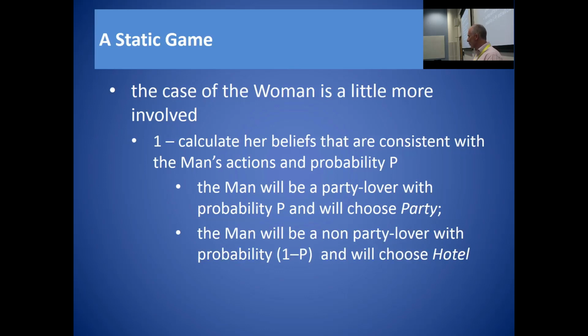And we also know then, with a probability of 1 minus p, the man will choose to go to the hotel, because it's a probability of 1 minus p that the man will be a non-party lover. And if he's a non-party lover, he goes to the hotel. So those 2 points there are consistent with the woman's beliefs. That's exactly what she expects to happen. The man will go to the party with a probability p, and he will go to the hotel with a probability of 1 minus p. So that's the first point. That is just formalising her beliefs, given the way that we've set this up.